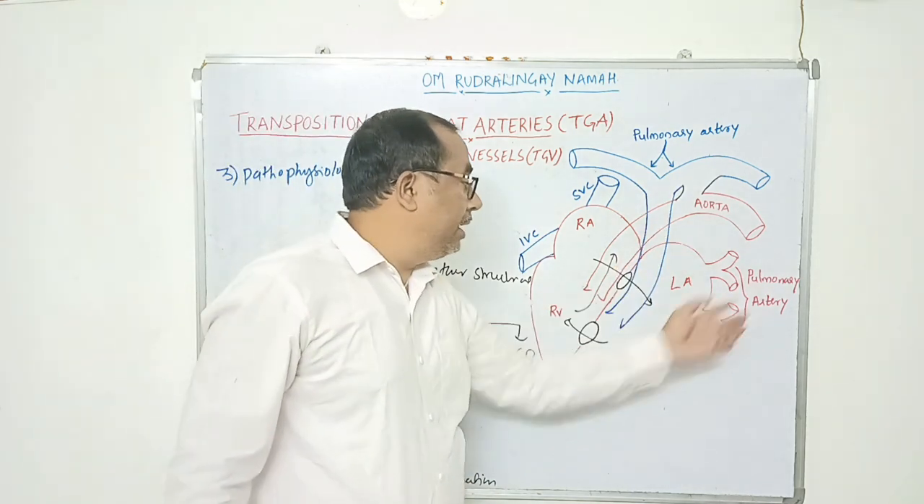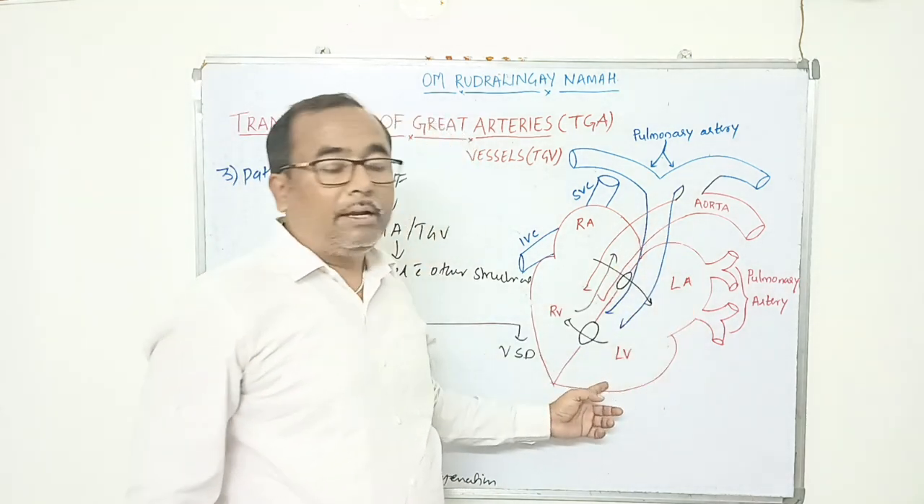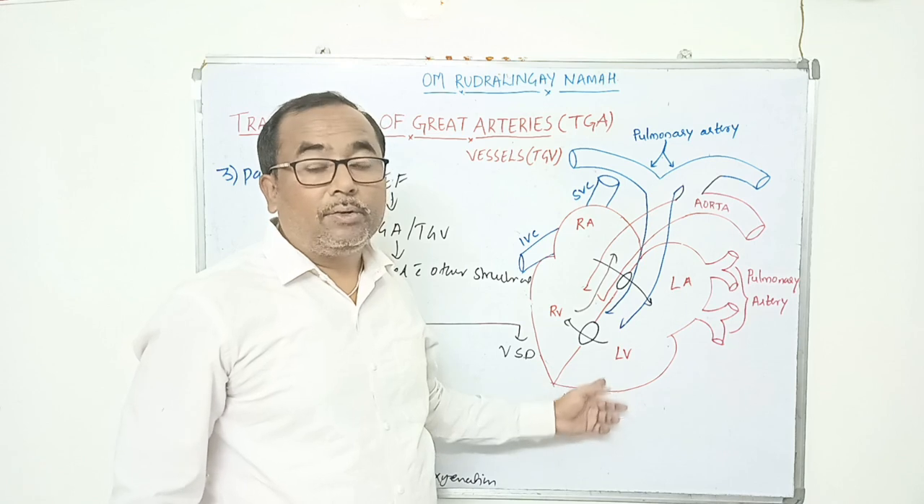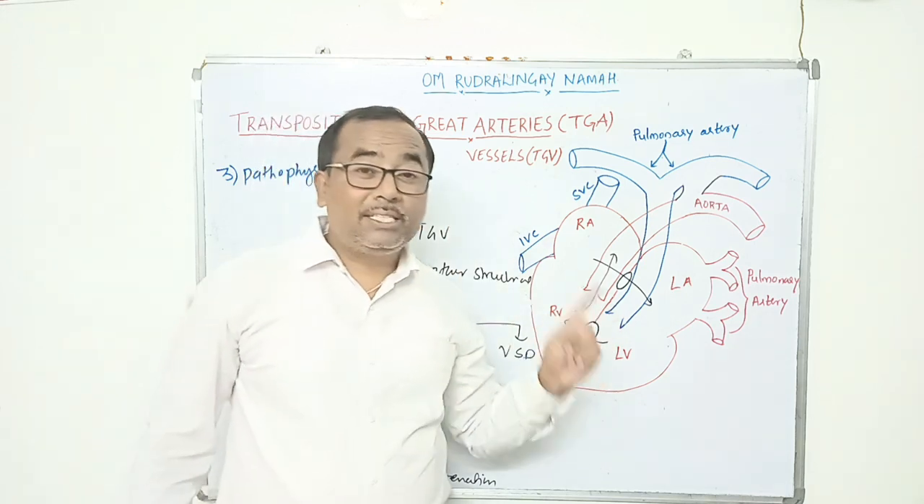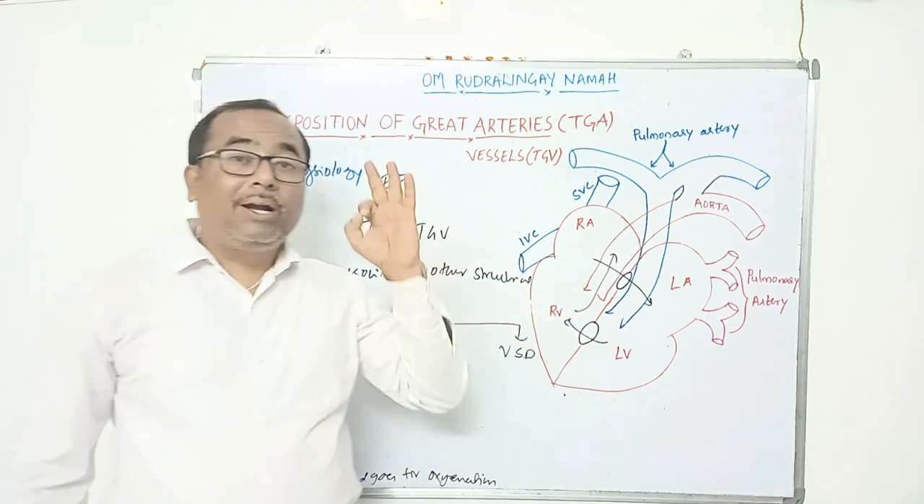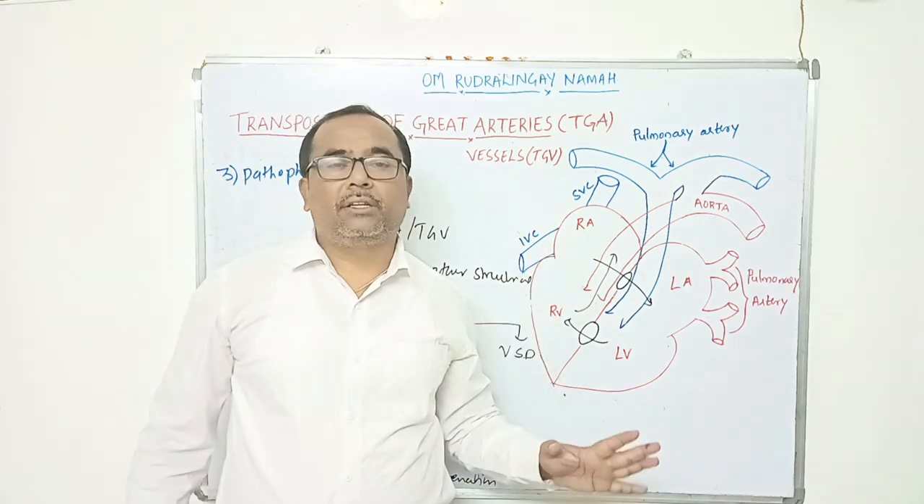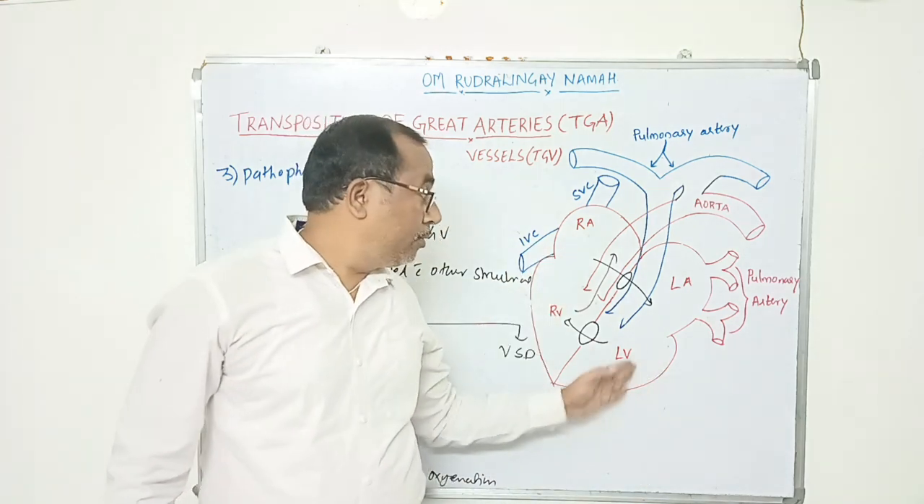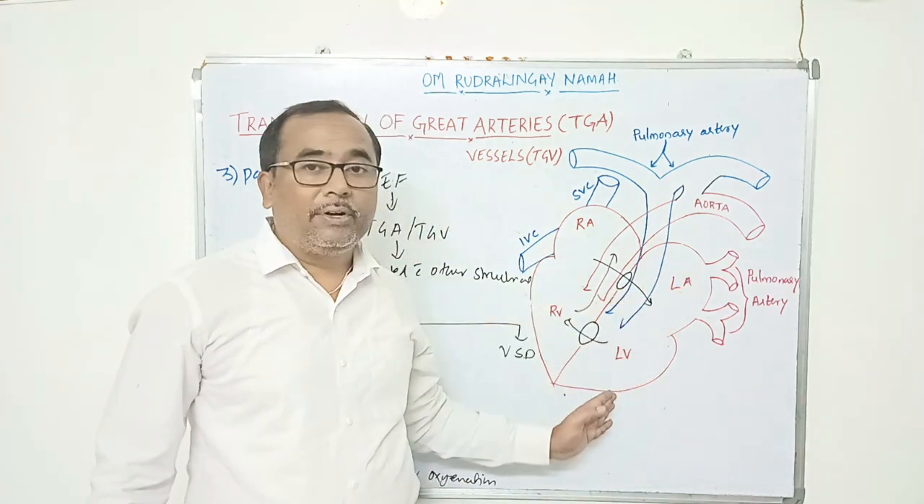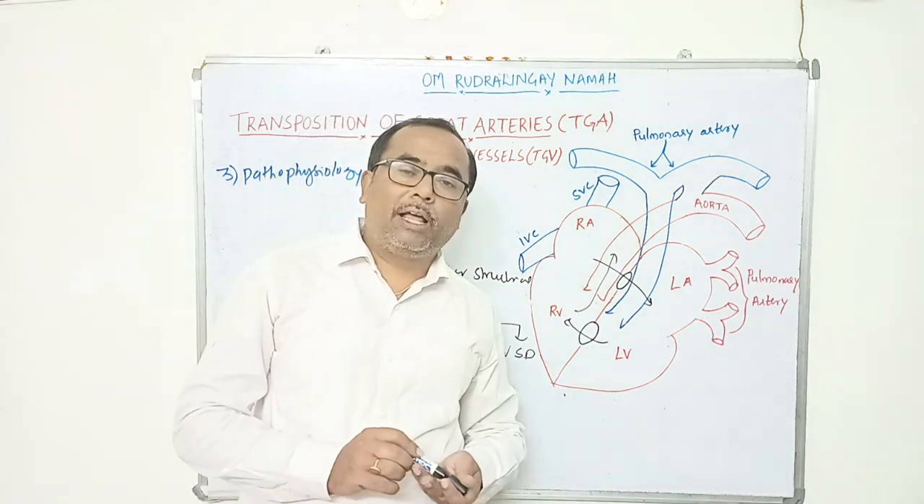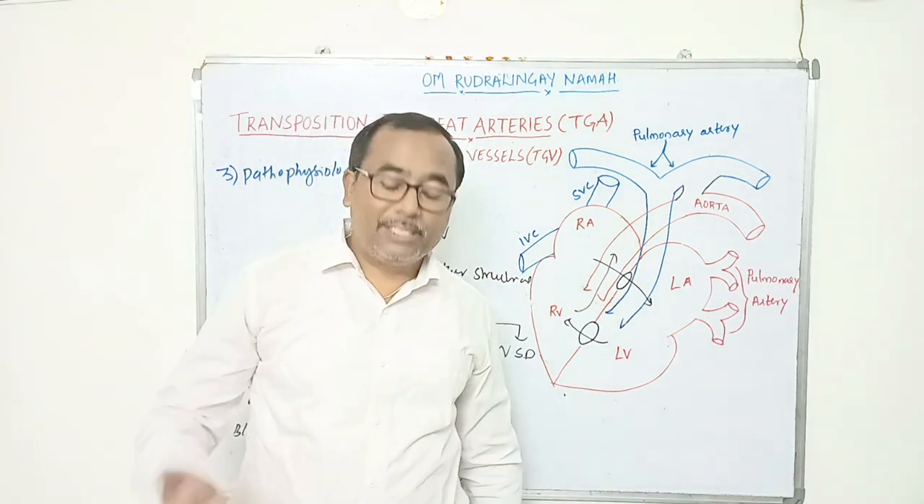Then after that, oxygenated blood will come to the left atrium, and then to the left ventricle. So here, because of the presence of this atrial septal defect, the blood will go for oxygenation, and then the oxygenated blood will come from left atrium to the left ventricle. Once the blood comes to the left ventricle, we'll see later.